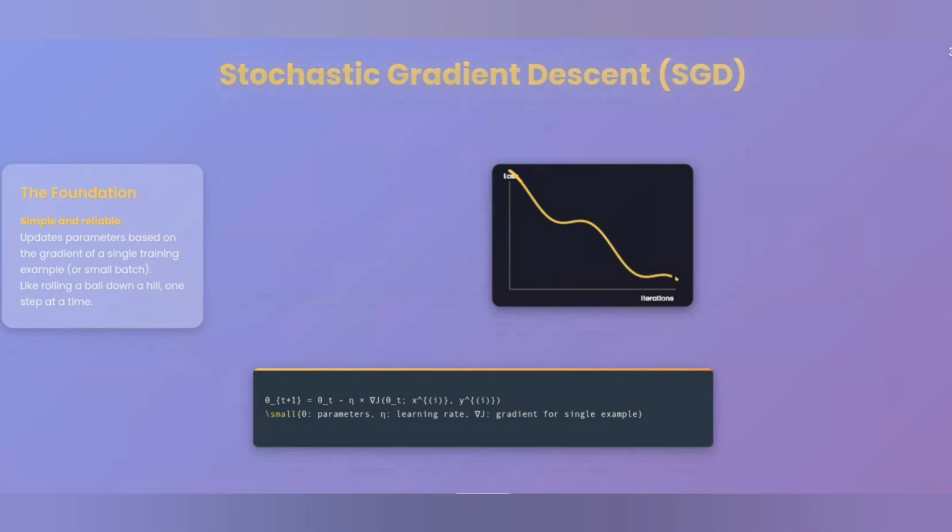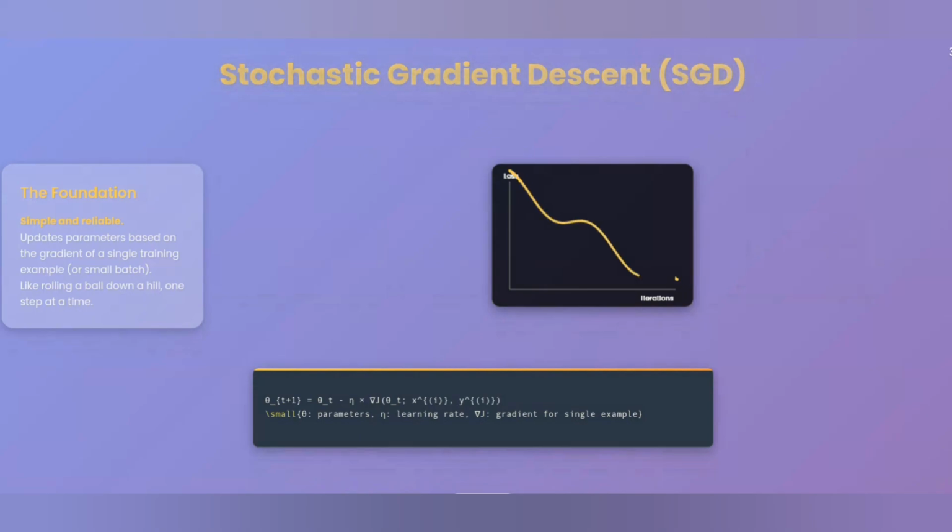SGD is beautifully simple. It takes steps proportional to the negative gradient. Think of it like this. Imagine you're blindfolded on a hillside and you want to reach the bottom. SGD would have you feel the slope with your feet and take a step in the steepest downward direction. Looking at our equation here, theta represents our parameters. Eta is our learning rate, how big steps we take, and del J is the gradient, which direction is steepest.